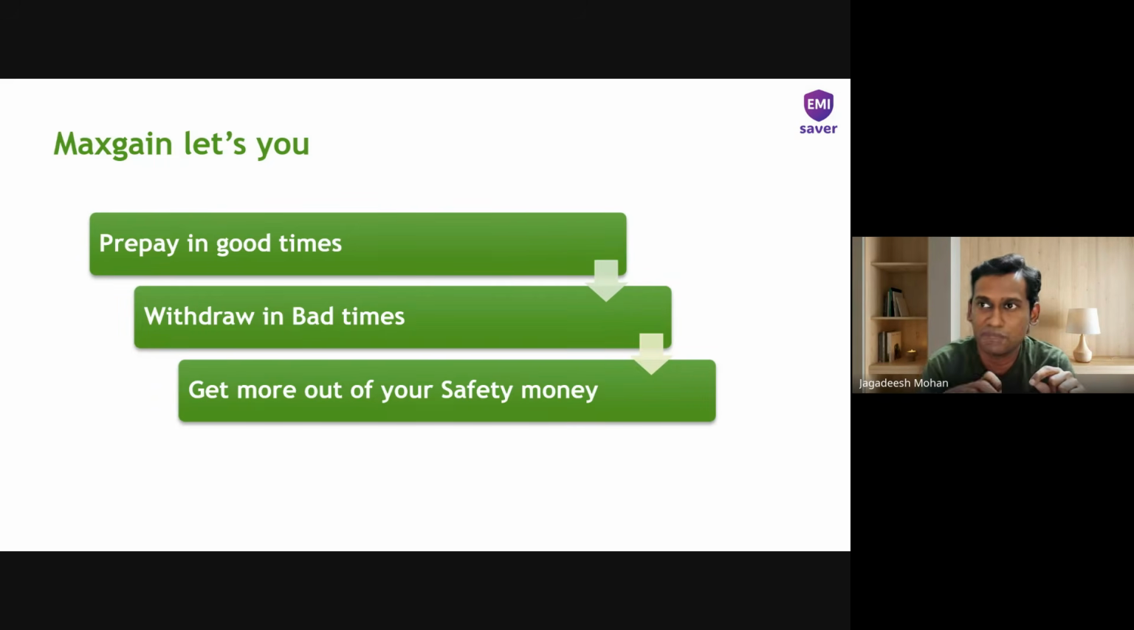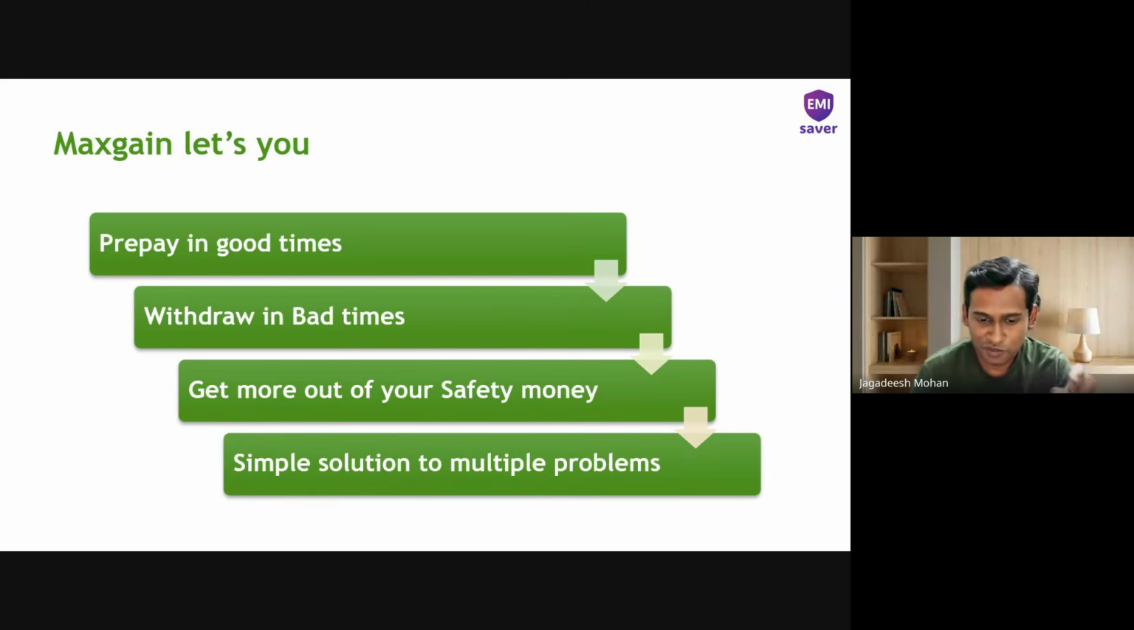Everybody has a definition of what money gives them comfort. For some people, having 5 lakhs in their savings account gives them peaceful sleep. For some people, that number could be 10 lakhs, for some it could be 15 lakhs. But for different people, there is that safety money that exists. On this safety money, we typically make 2 to 3%, and we help you maximize the returns on this. So, depending on the problem statement that you pose, Max Gain can be used to solve that problem.